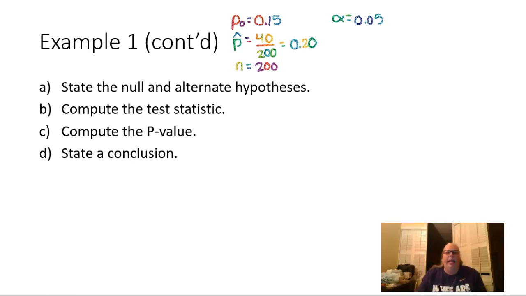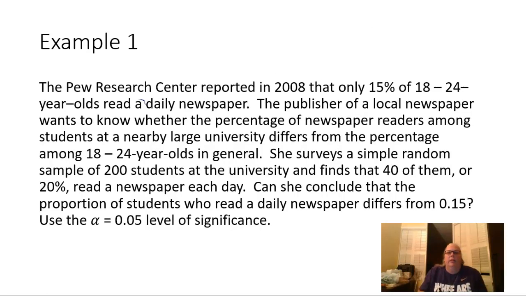Okay, part A is asking us to state the null and alternate hypotheses. The null hypothesis has to do with this statement right here. Actually, this is going to be the one for our alternate hypothesis, and then we can get our null hypothesis from that. So, looks like our P0, our proportion, is going to be 0.15 here.